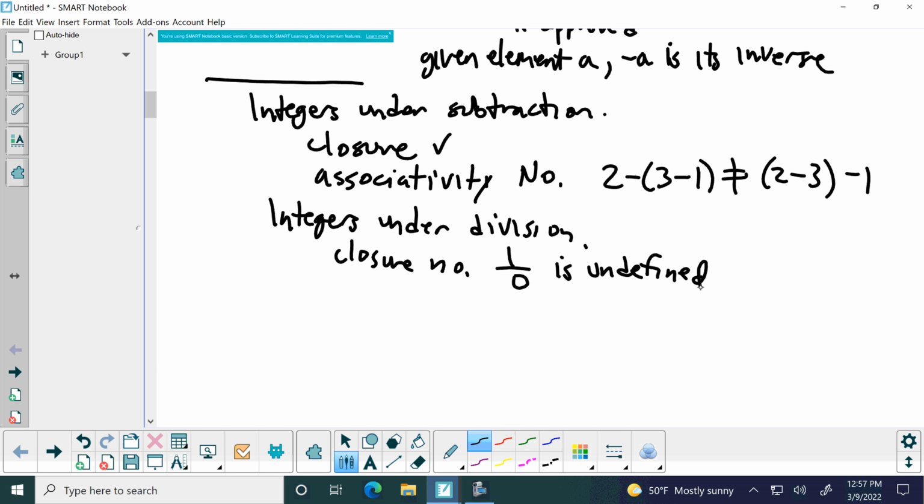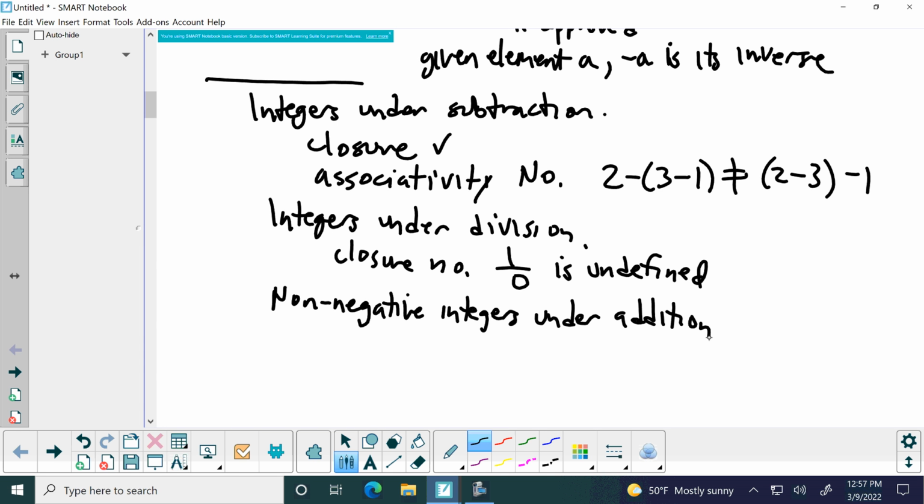I don't think this was an example given by a student, but we'll look at non-negative integers under addition. Non-negative integers means it includes 0, so it'd be like 0, 1, 2, 3, 4, 5. So let's take a look.